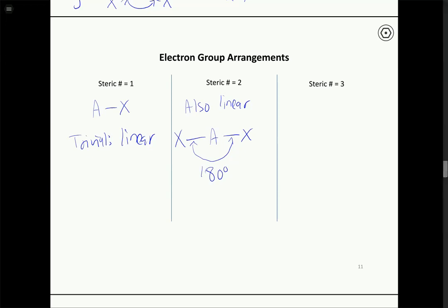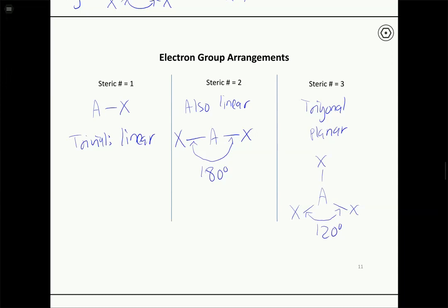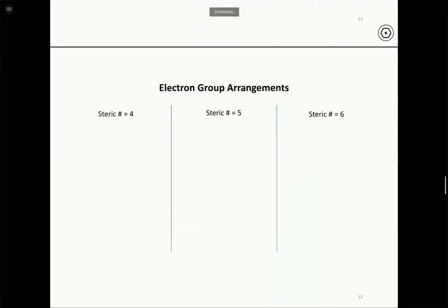Steric number of 3 is going to have the electron group arrangement called trigonal planar. So it's just a flat triangle. In this case, again, we put everything as far away from each other as possible. The way we can do that with 3 electron groups is to put them in a triangle 120 degrees apart. So all of the bond angles are exactly identical, 120 degrees. And so that's trigonal planar, steric number of 3. We're going to go on to 4, 5, and 6. Those are the highest ones we'll do.